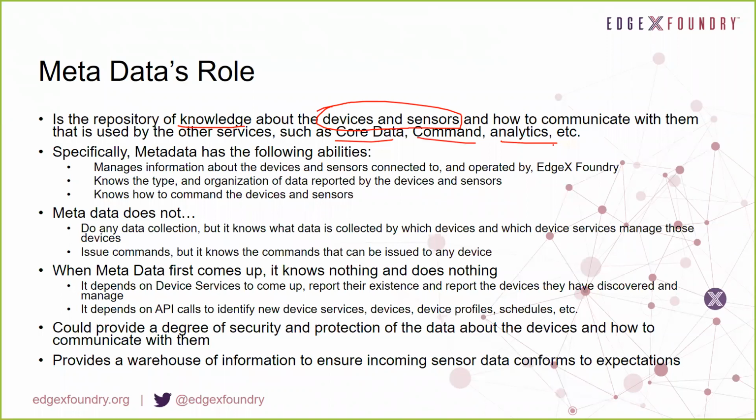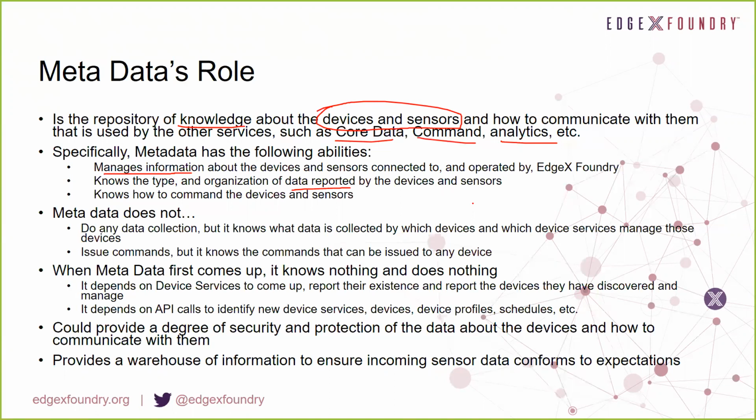Specifically, metadata has some jobs. It manages information about the devices and sensors that are connected and operated by EdgeX. If you will, it's the repository of what is actually physically connected and how to communicate with that particular sensor. It knows about the type and the organization of the data that's going to be reported by those devices and sensors. If you're a thermostat, metadata would be where you would go to understand what types of information, for example temperatures, that thermostat is going to report, and what formats that temperature data is going to be in, things of that nature.